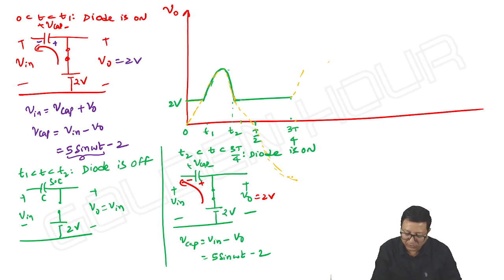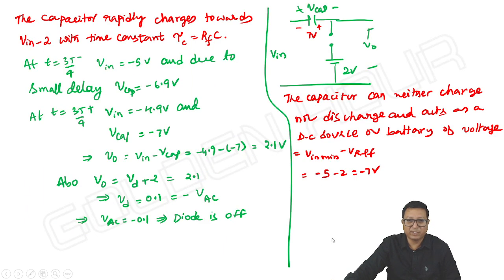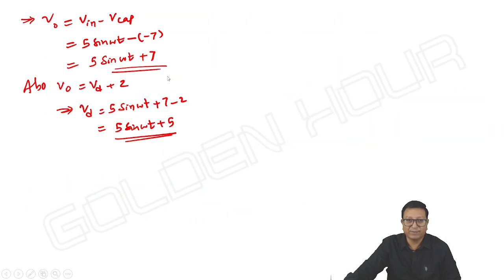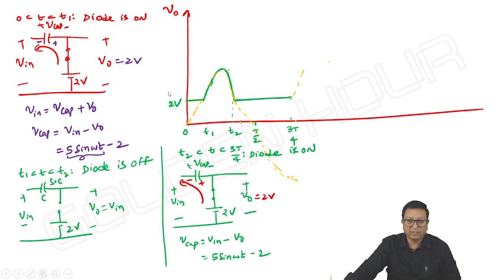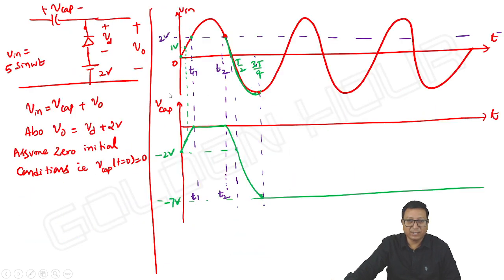During that time the output is 2 volts. Next, for t greater than 3T by 4, what is the output equation? It is given by 5 sin omega t plus 7. Okay, that is also fine, right? We can cross check that.